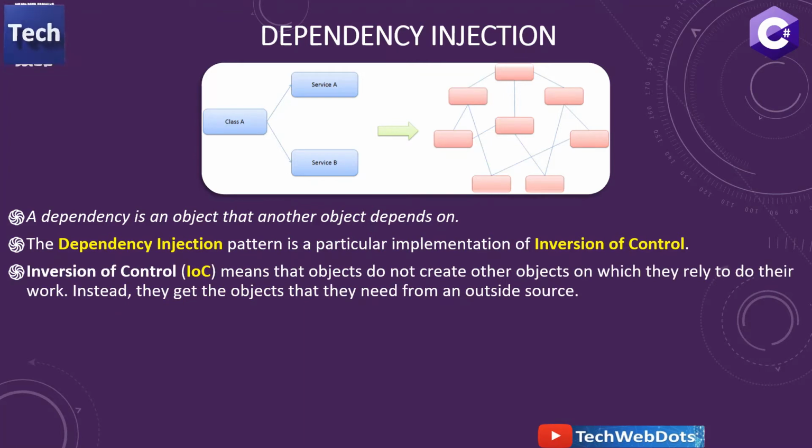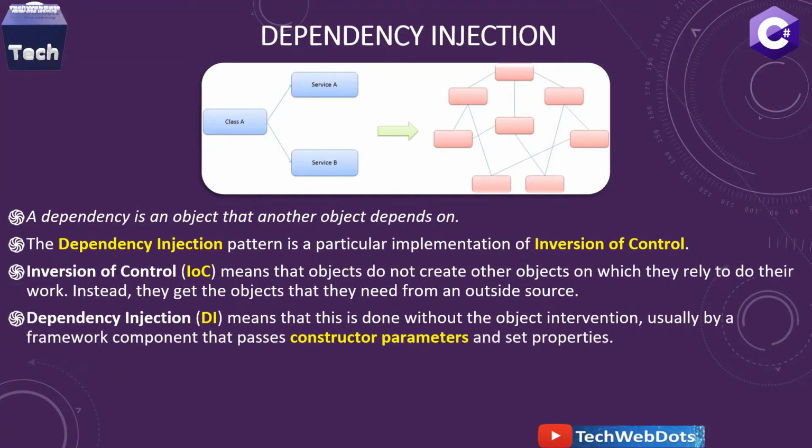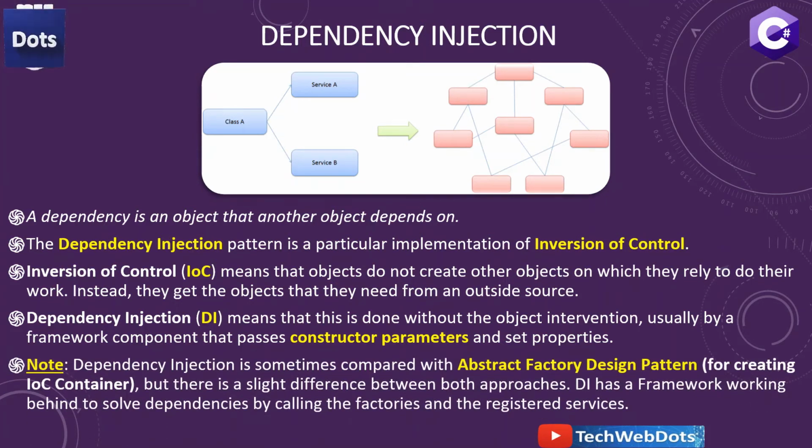So you must be thinking, what is inversion of control? It means the objects do not create other objects on which they rely to do their work. Instead, they get the objects that they need from an outside source, or you can say the container framework. Dependency injection means that this is done without the object's intervention, usually by a framework component that passes constructor parameters and sets the properties. We will see how we can achieve the same thing in .NET Core.